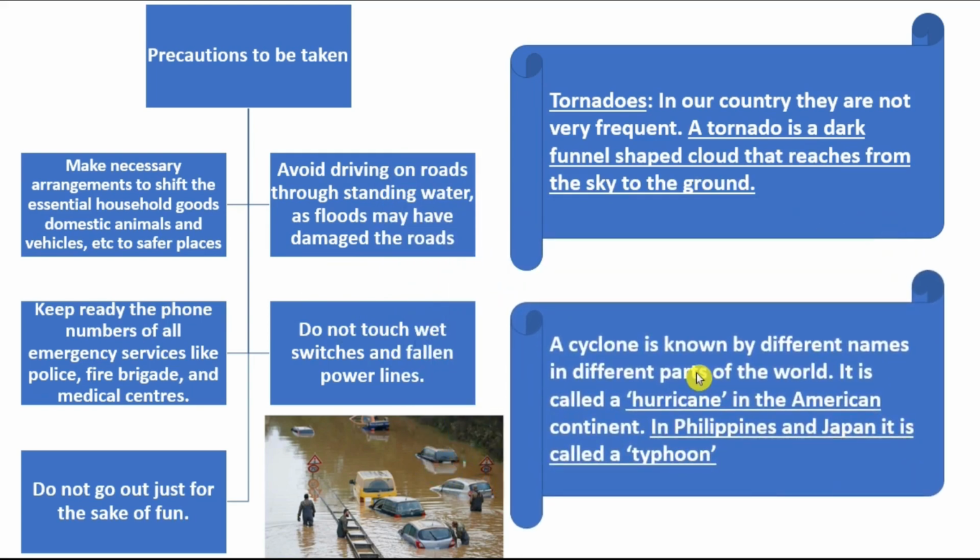Now, another interesting fact is that a cyclone is known by different names in different parts of the world. In America, it is called a hurricane. In the Philippines and Japan, it is called a typhoon.